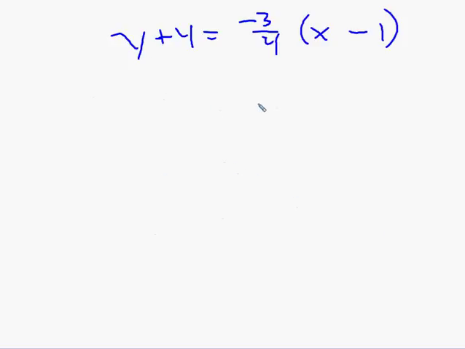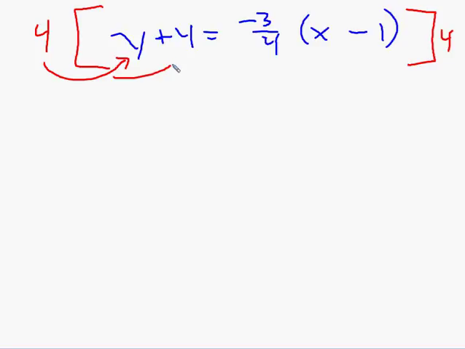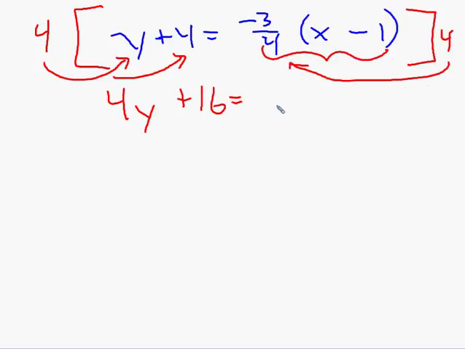How do I do that specifically? Subtract 4. Okay, not yet. I could do that, but I've taught you every time you see fractions, clear the fractions first. So we're going to multiply by 4 to clear the fractions. We need to distribute the 4 to everything. So 4y plus 16 equals... Now this is all one thing, so I distribute that 4 to cancel that fraction, and I get negative 3x minus 1.